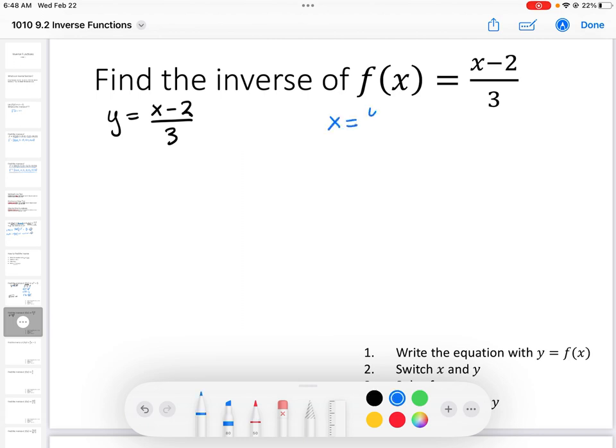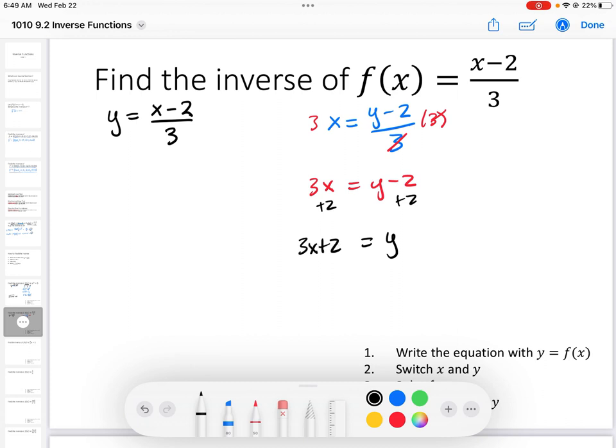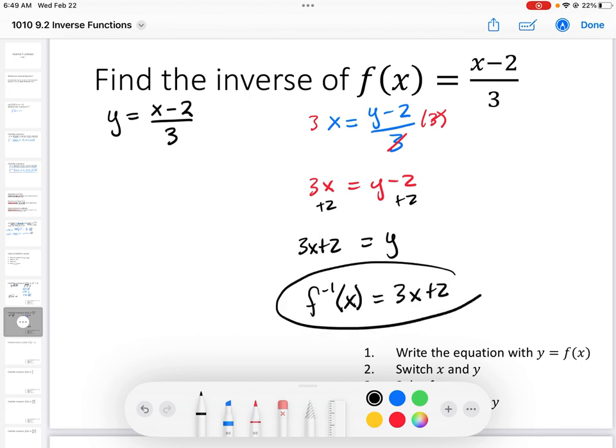So I'll say x equals y minus 2 divided by 3. Then I want to find out what y is. So to get y by itself, I'm going to start off by multiplying both sides by 3, which tells me 3x equals y minus 2, because this 3 and this 3 cancel out. Then I'll add 2 to both sides, and I get y equals 3x plus 2. And so that tells me that the inverse function of f is going to be 3x plus 2, which means that this function undoes the original function.